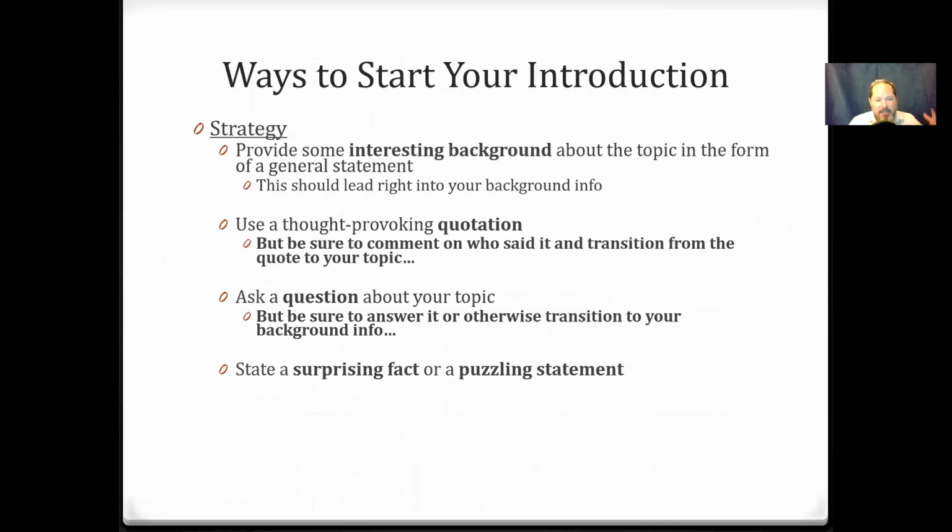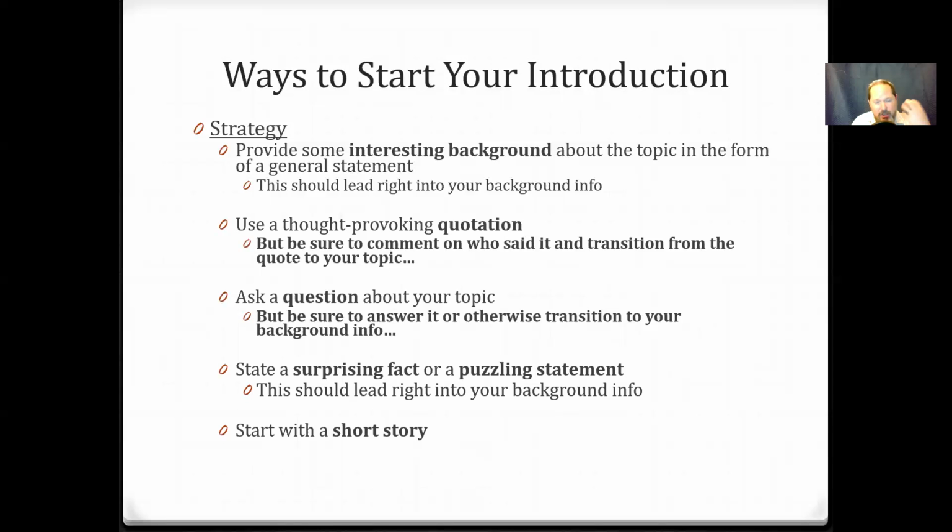You might state this surprising fact, a puzzling statement, something like that, but no matter what, it's going to lead right into your background information. It's going to lead right into your topic. If you start with a short story, this is a common technique to draw readers in, like an anecdote from personal experience or a short little hypothetical story that actually draws readers in if it's well told. Again, it should lead into introducing your topic and your background. This should lead right into the rest of your paragraph. I'm talking about coherence and transitioning from one thought to the next.